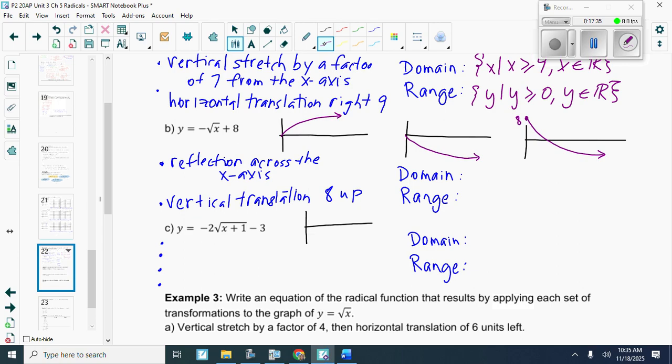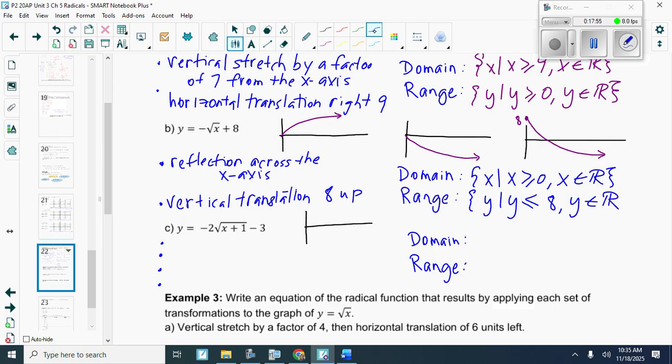So then our domain is x such that x is greater than or equal to 0, and our range is y such that y, now it has to be less than or equal to positive 8. Did you get that? When you have a reflection, it flips your range. Now your range has to be less than, because we're now facing downward, and we're getting into some of the negative y values starting from that y-intercept.